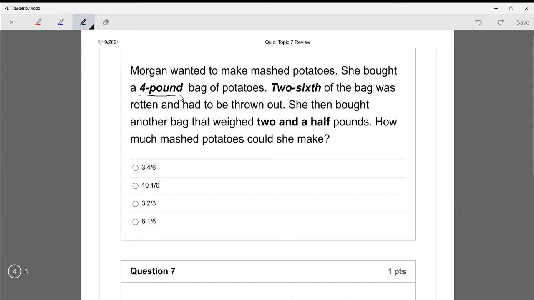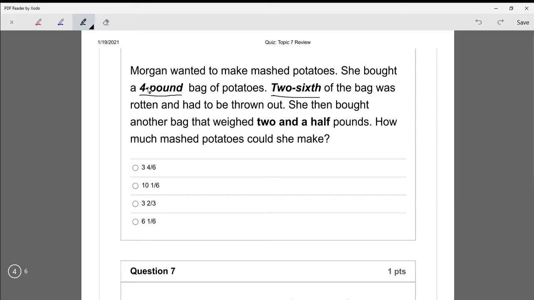So, we need to figure out how much mashed potatoes she has now. So it says she started with a 4-pound bag, but 2/6 of the bag was rotten and had to be thrown out. Alright, so this is actually a good segue into the next unit that we're going to be doing, because it doesn't say 2/6 of a pound of potatoes was rotten. It says 2/6 of the bag had to be thrown out.